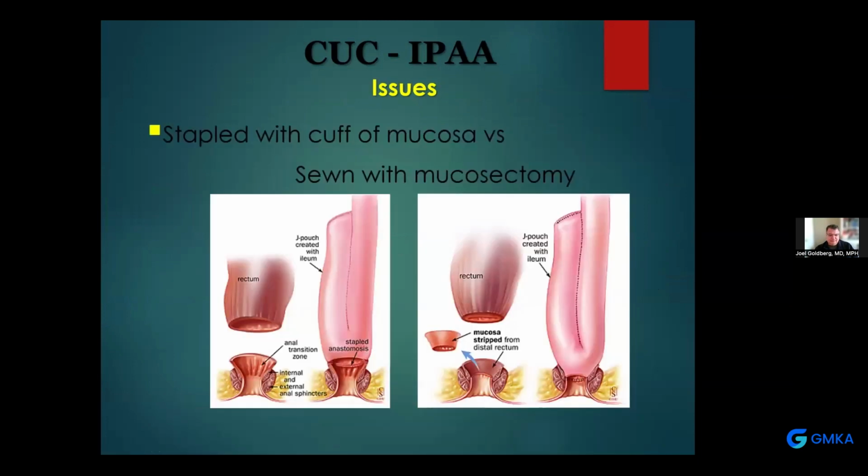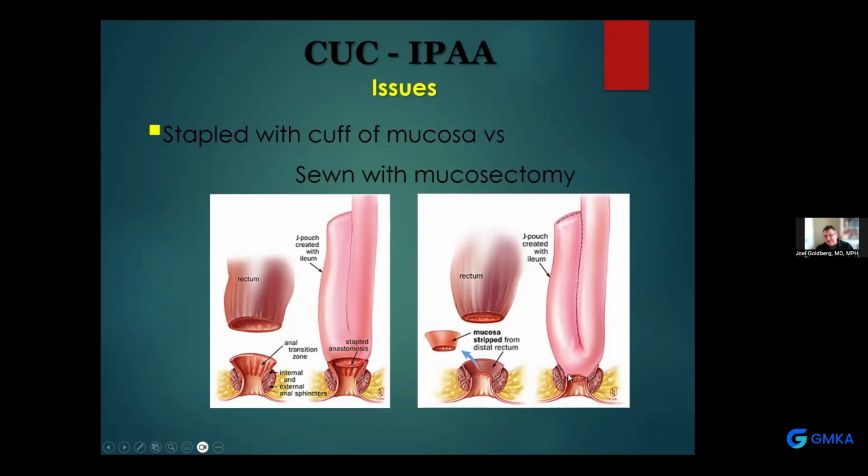So here's what I was talking about before. You have a rectum, you have ileum here, the anus here, and you just staple across right here, anvil, and you have a stapled anastomosis. If you leave this little cuff of rectum or the lining of the anal canal, it used to be popular to do a mucosectomy. And when you do that mucosectomy, you strip off the anal mucosa and then you hand sew down into the cuff below the mucosectomy.